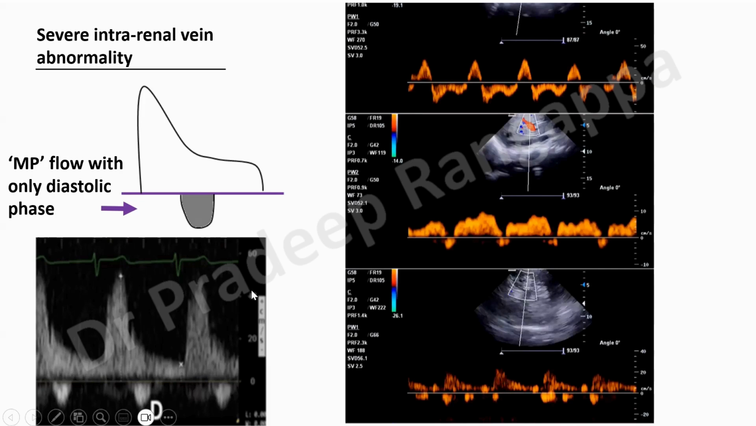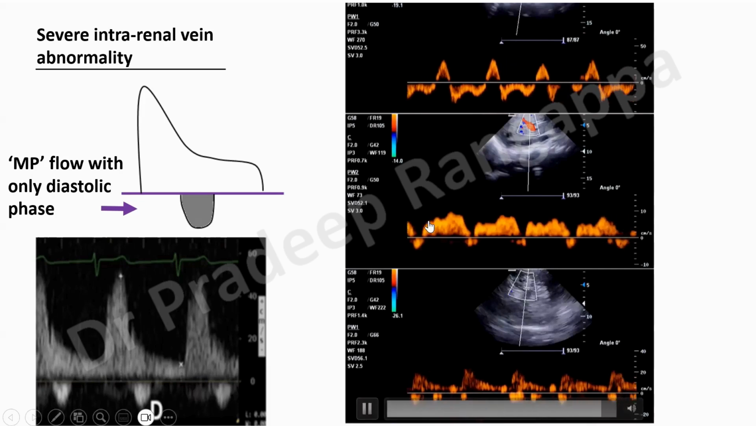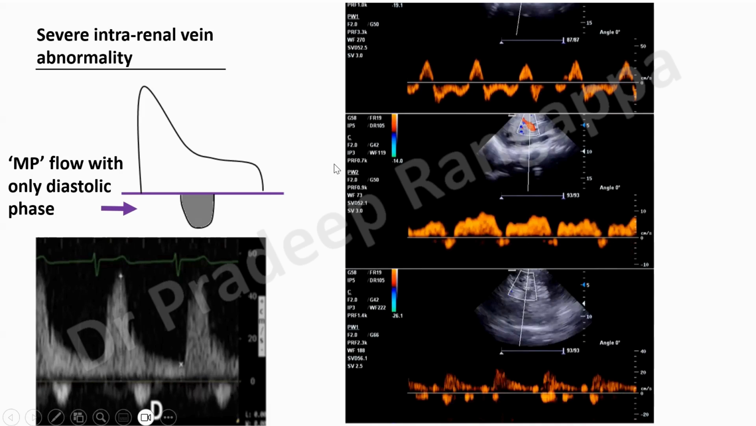So just a video to show this. This is the hepatic vein, this is the portal vein, monophasic, and here you see mainly diastolic present or systolic and diastolic present in the renal vein.